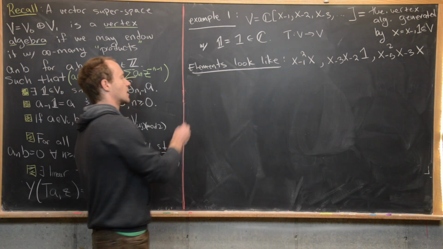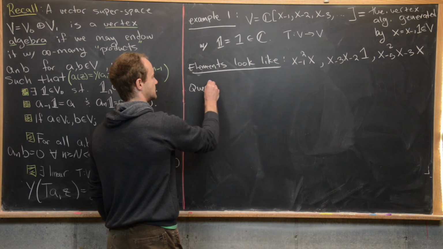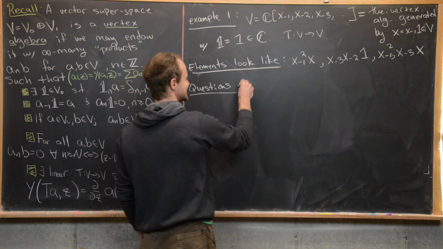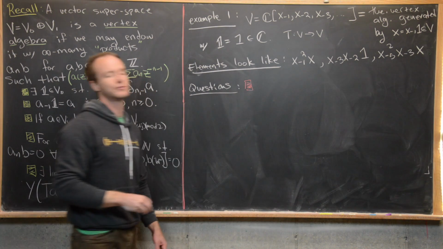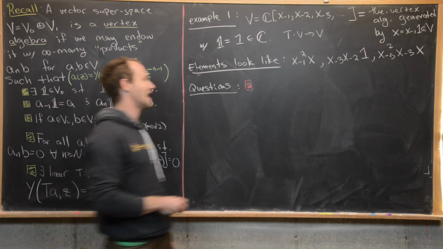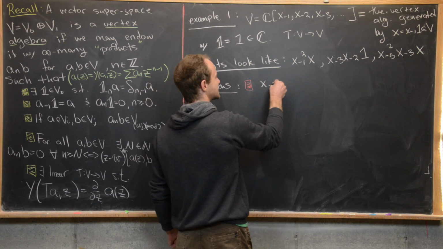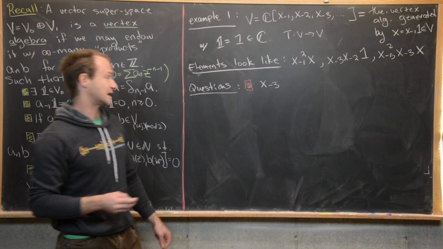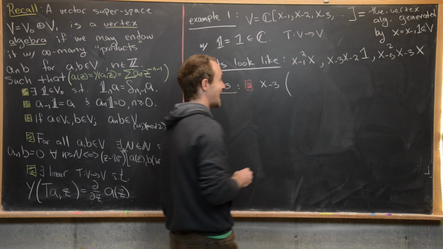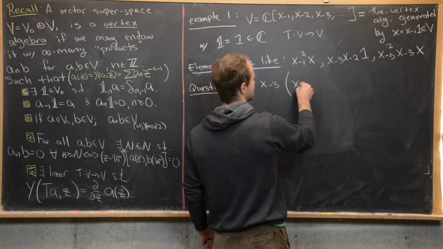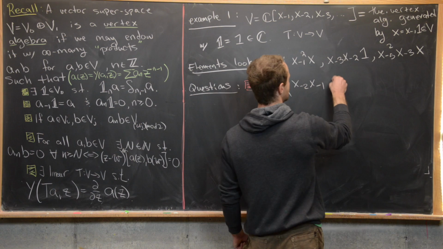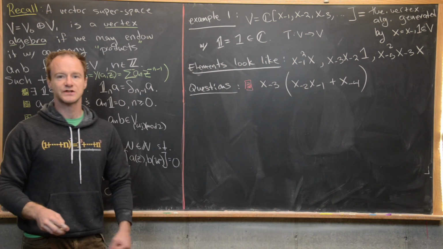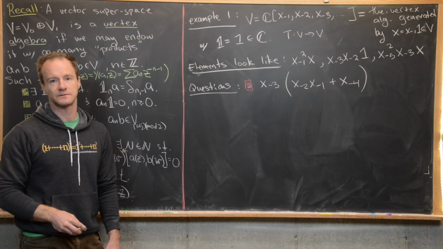So maybe here are a couple of questions. The first question has an easy answer, but maybe it's not super satisfying. And that is, how would you do something like x sub minus 3? So that is an element in this vector space. And then act on maybe x sub minus 2, x sub minus 1, plus x sub minus 4. So how would you do that multiplication?